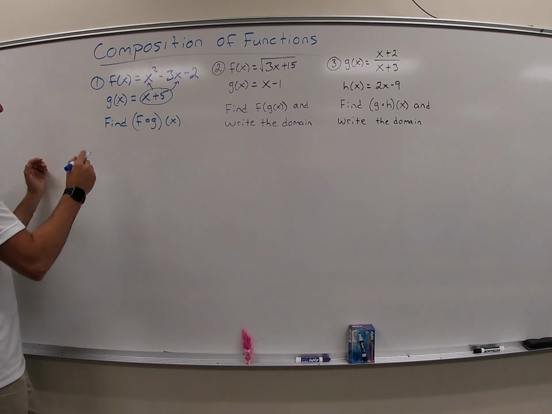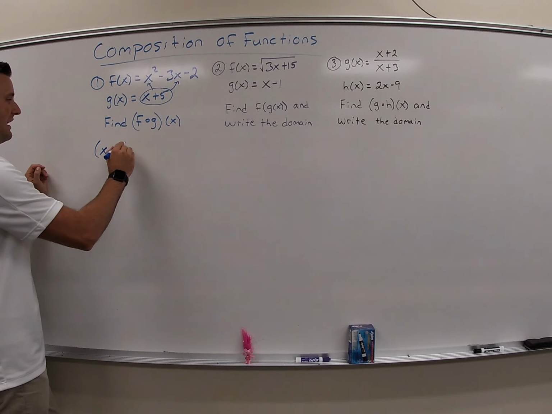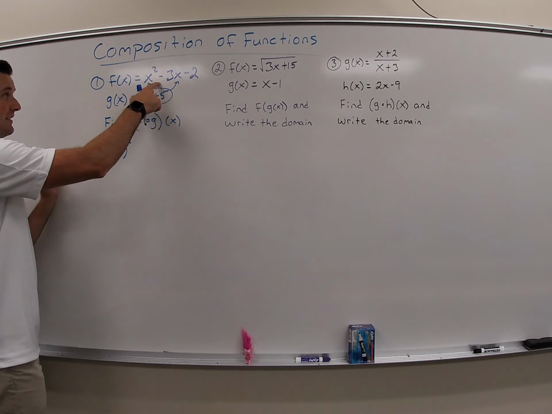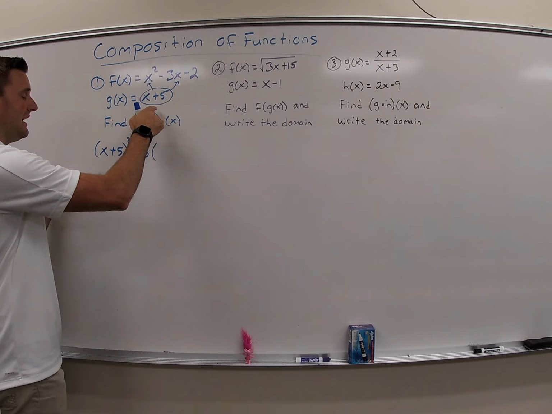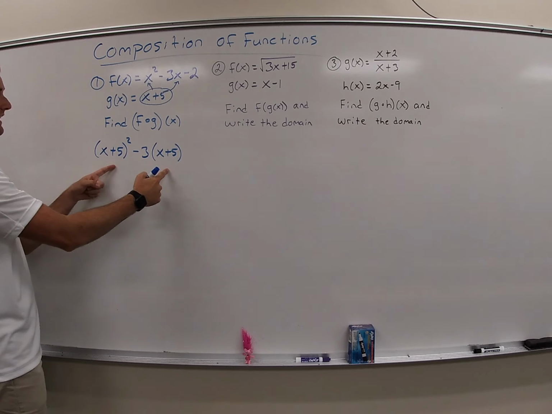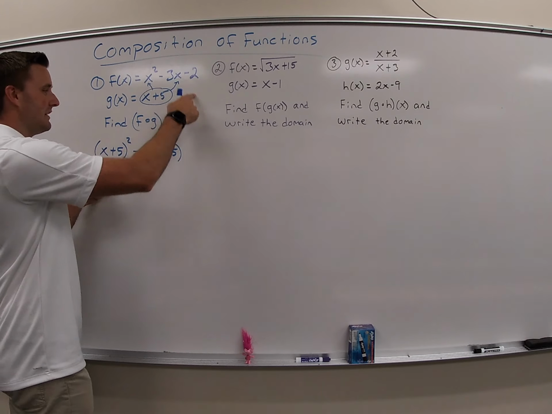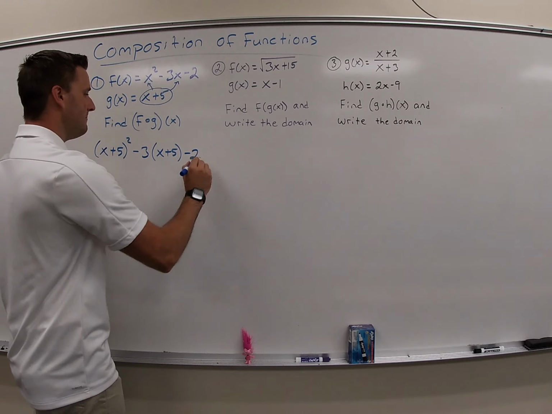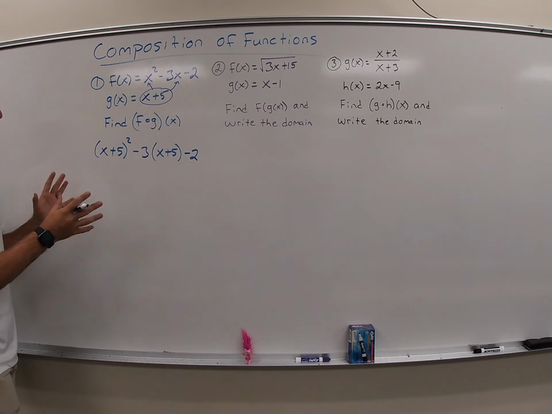So instead of x squared, what I actually get is x plus 5 squared. And then instead of minus 3 times x, I get minus 3 times x plus 5. So I've replaced everywhere I had an x in f of x with my entire function g of x. Don't forget the minus 2 down here at the bottom. And so really, that was the hard part. The easy part is trying to simplify this.